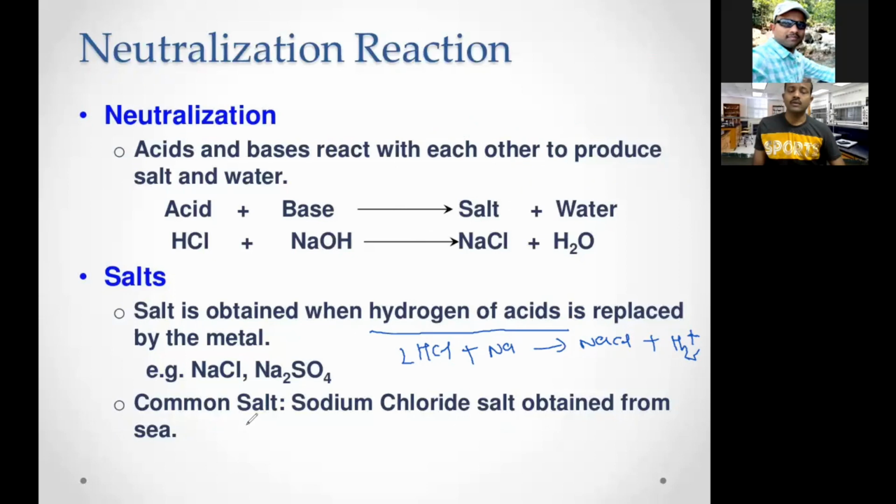Okay. Now we are going to discuss the common salt. Common salt means, what is the common name of the salt? Sodium chloride. The common name of this salt is sodium chloride. Then how are you getting this sodium chloride salt? From sea. From sea you are getting this common salt, right?